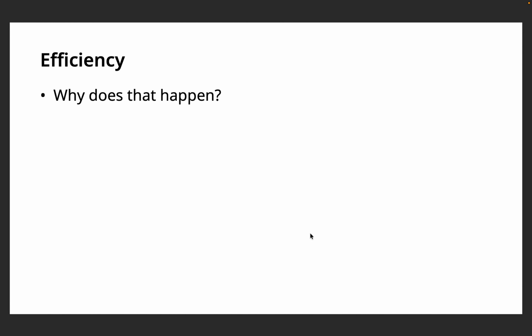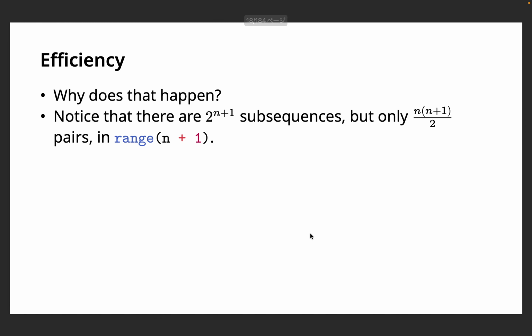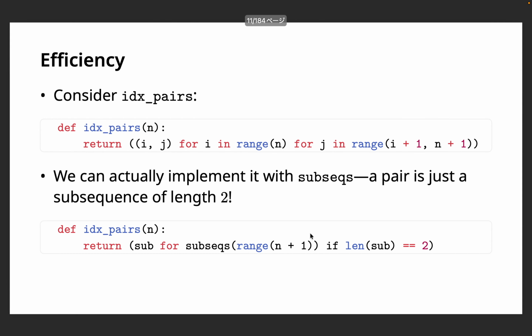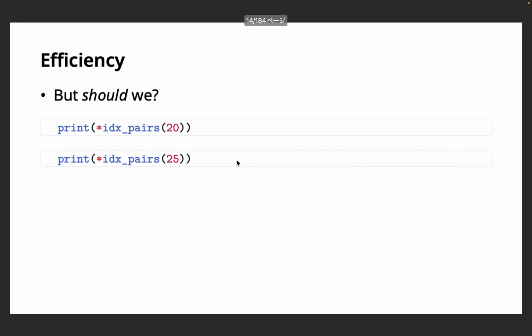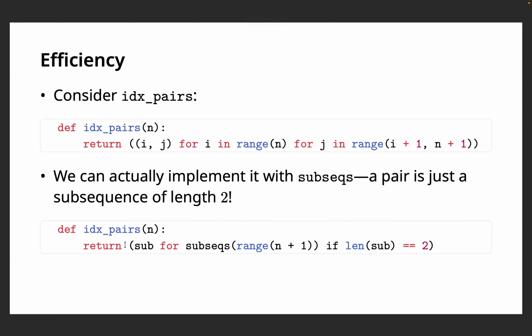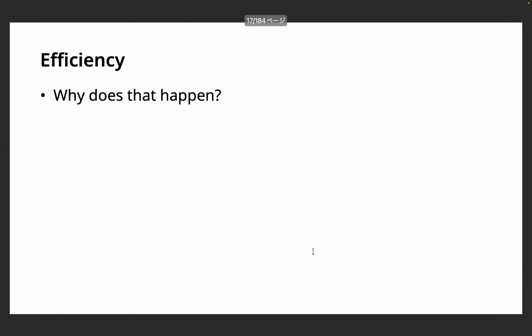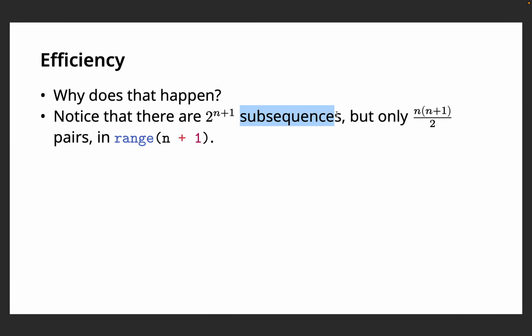Alright, so why does this happen in the first place? The main idea for why these two implementations take different amounts of time is what's actually happening inside these lines over here. For the second one, it's getting all subsequences first. And we know that if you have a sequence of length n, the number of subsequences is 2 raised to n plus 1. So if n was 3, for example, there are 2 raised to 3 plus 1 subsequences.